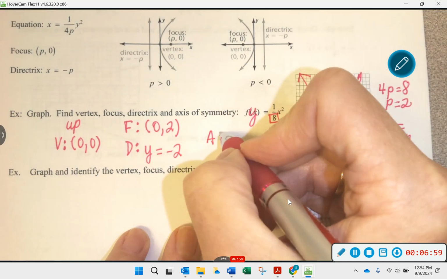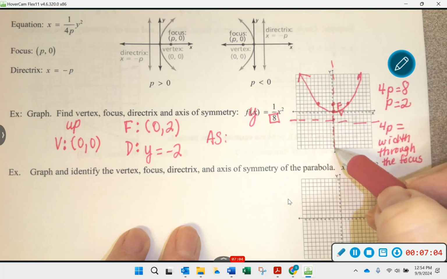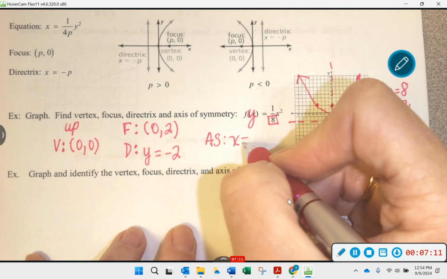And then the axis of symmetry equation, that's the line that comes down like this, splits the parabola in half. What's the equation of that? X equals 0.